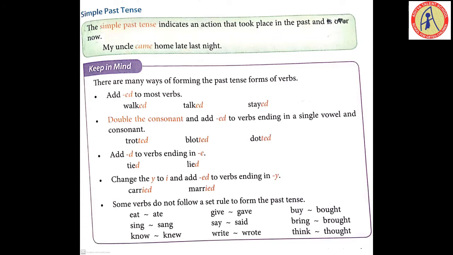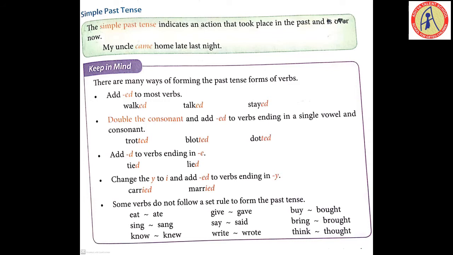Example: my uncle came home late last night. See, came is the verb which is talking about the past, and how do we identify this? The time indicator last night tells us that it is in simple past. And keep in mind, there are many ways of forming the past tense forms of verbs.